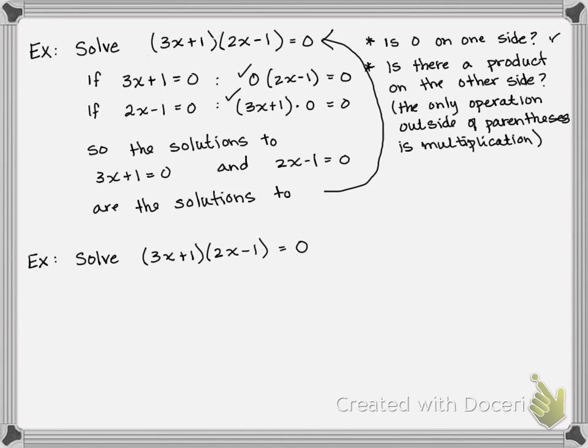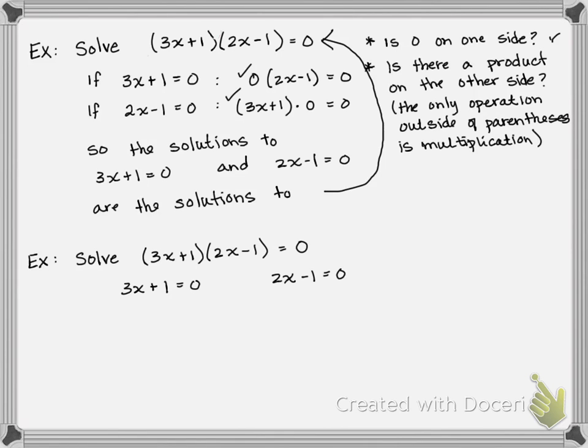So I check that I have a 0 on one side and a product on the other, which we already did. And then I say, okay, that means that one of my solutions will come from this equation and one of my solutions will come from this equation. And that's pretty handy because those equations are both linear and we know how to solve linear equations.